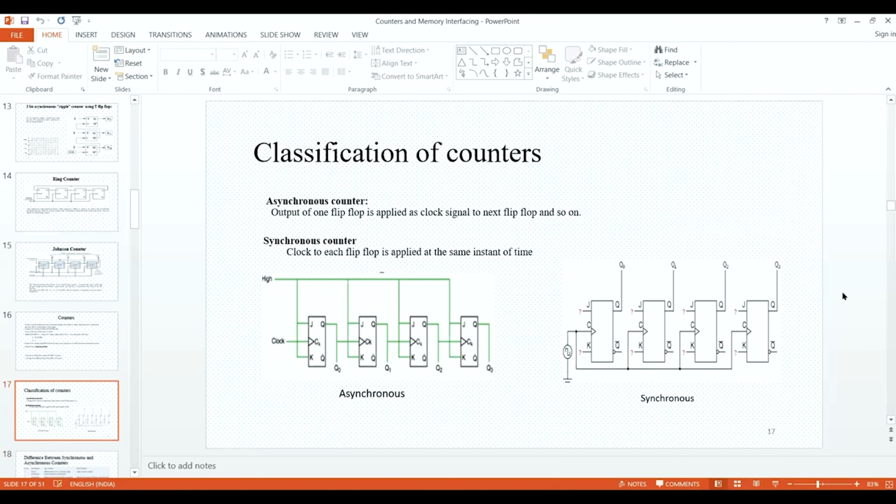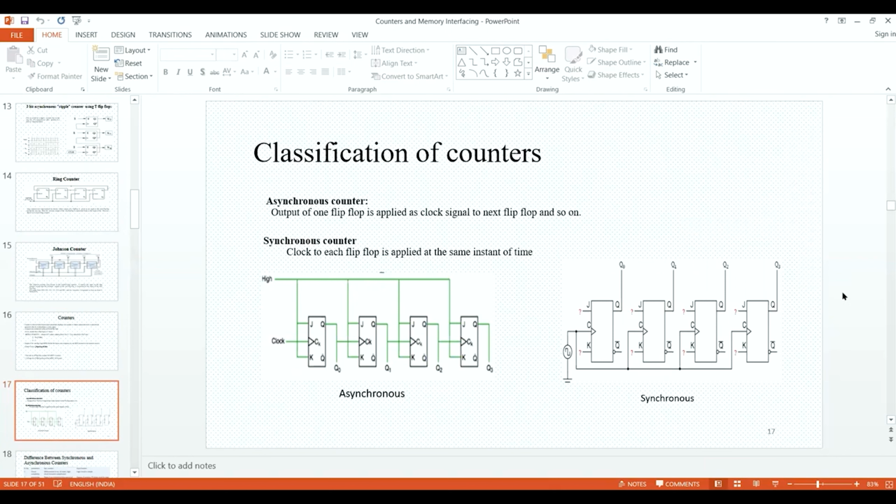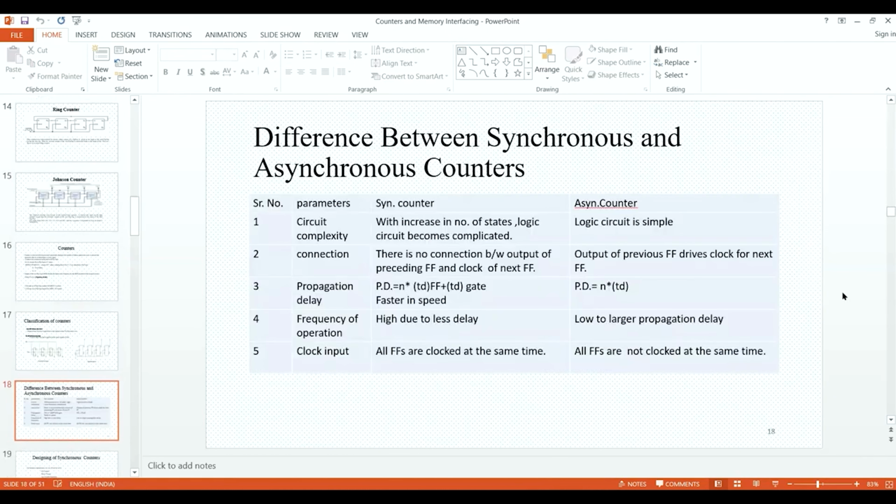So when I talk about the classification of counters, I'll discuss that on the basis of asynchronous and synchronous. In asynchronous, the clock pulse won't be the same; the output of one becomes the input of the second. In synchronous, it is not the case. Every flip-flop is given the clock pulse, as you can see in the synchronous way. You are getting an operation, so it is basically a serial output, and the clock pulse is given.